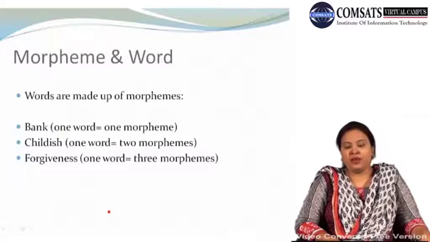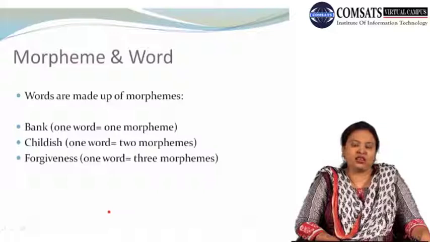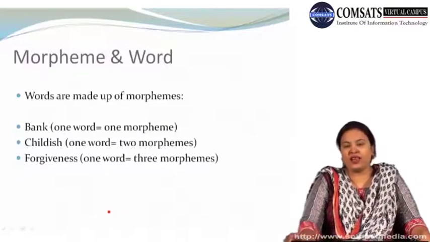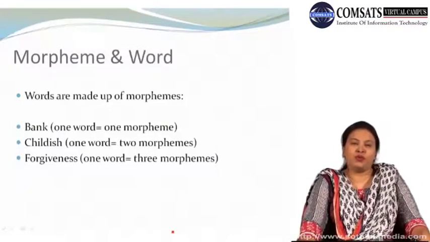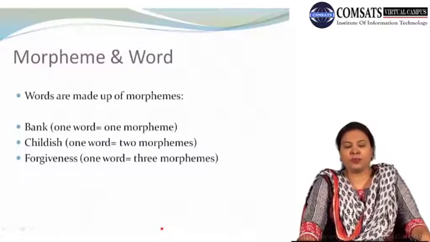Bank, one word, one morpheme. Childish, one word, two morphemes, child and ish. Forgiveness, one word but made up of three morphemes, for, give and ness. So this is the relationship between words and morphemes.